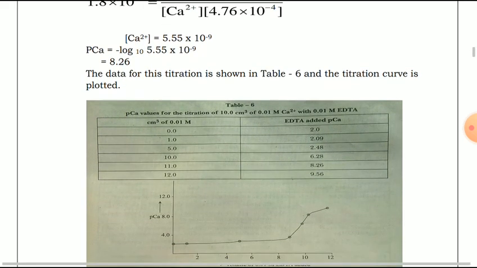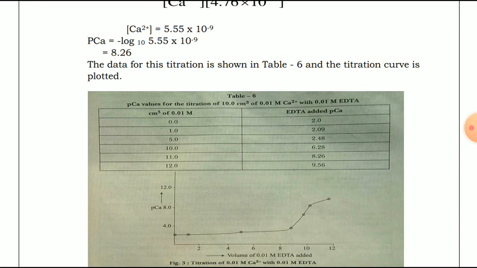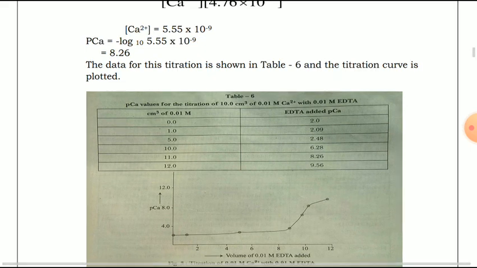So this is the titration curve. On the y-axis is the pCa value, and on the x-axis the volume of 0.01 molar EDTA solution, right? Then we will get such a type of titration curve, or graph, of this titration of 0.01 molar calcium 2+ against 0.01 molar EDTA solution.